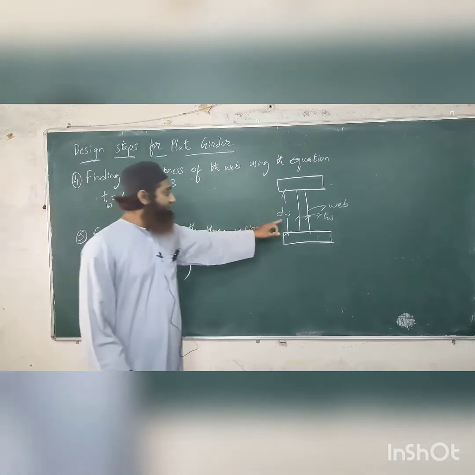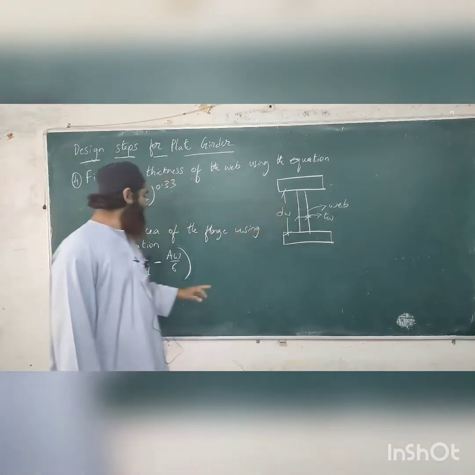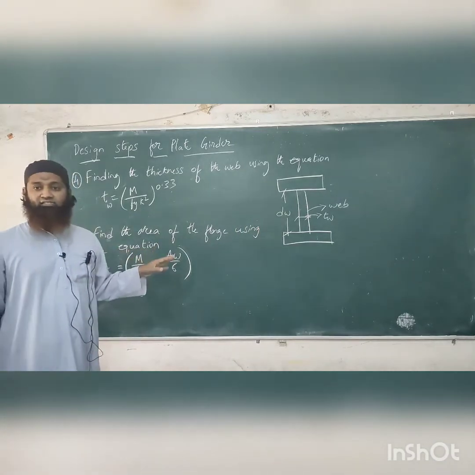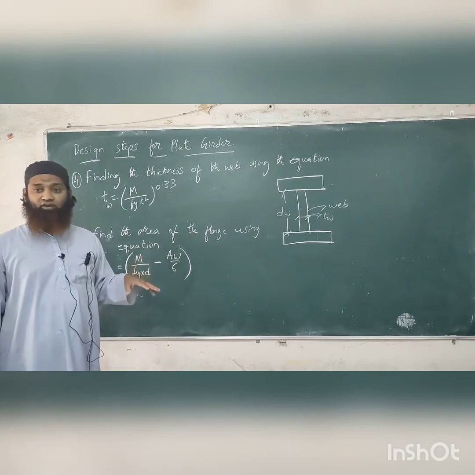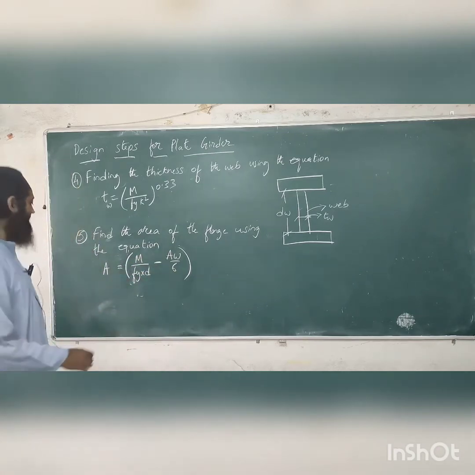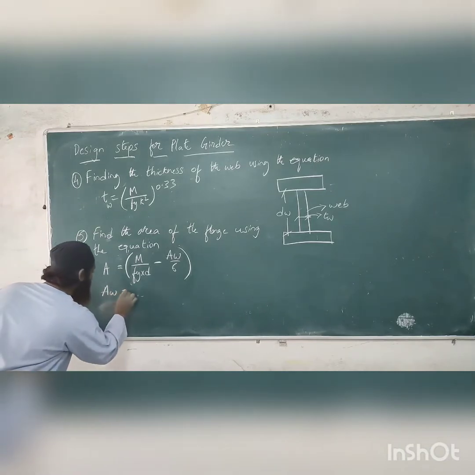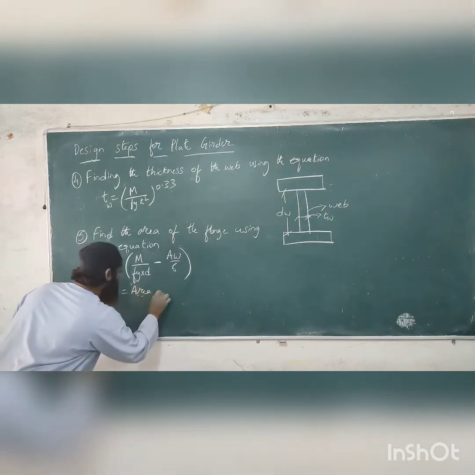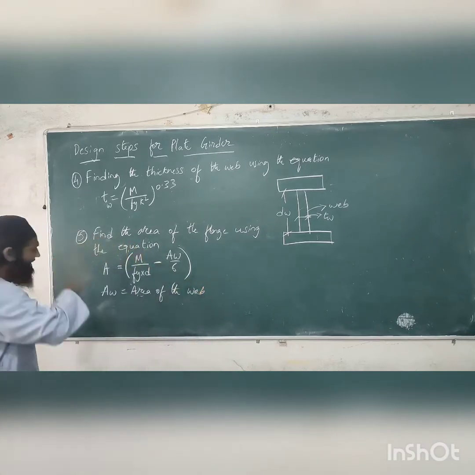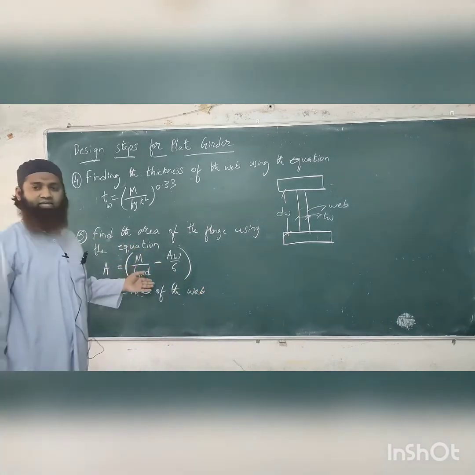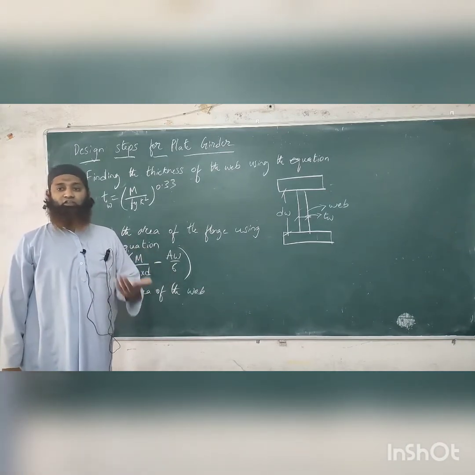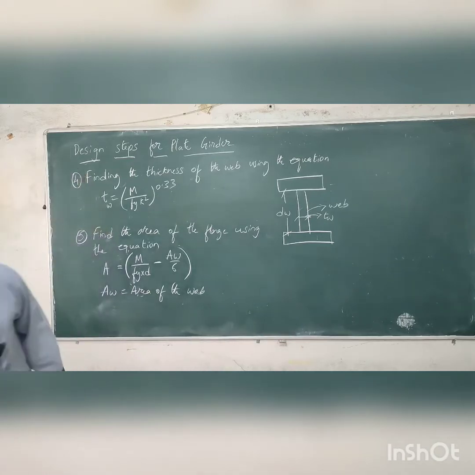We have already got the depth and the thickness, so we'll get the area of the web, and then divide by 6. So by getting the area of the flange, now we can get the breadth of the flange and the thickness of the flange. Aw is the area of the web. Fy is the yield stress, as you know. D is the depth of the web. Now after getting this, next step we'll provide the width of the flange.